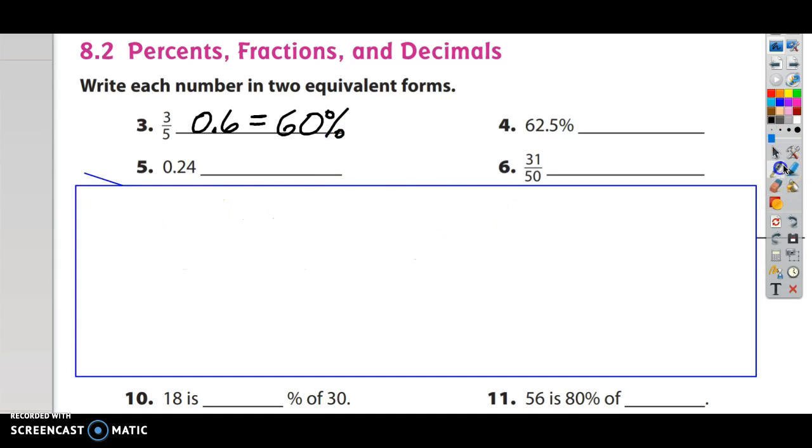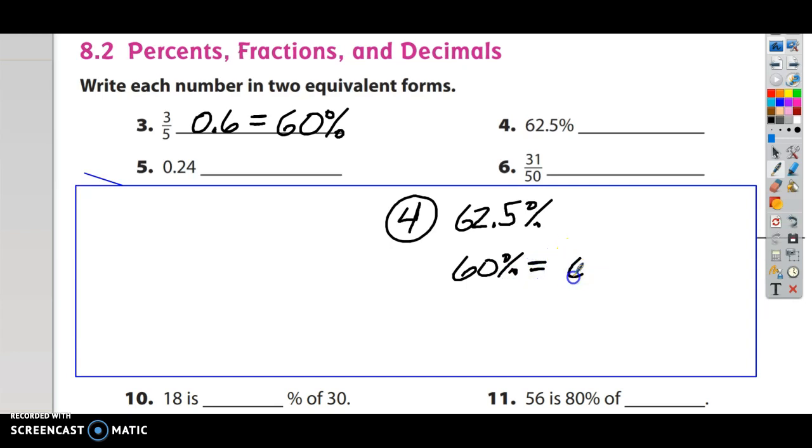And number 4. Number 4 is actually pretty complicated. 62.5% is a percent with a decimal in it. What is that as a decimal? So let me go ahead and maybe draw a similarity. What is 60% as a decimal? It's 0.6. What's 65% as a decimal? It's 0.65. So what is 62.5%?